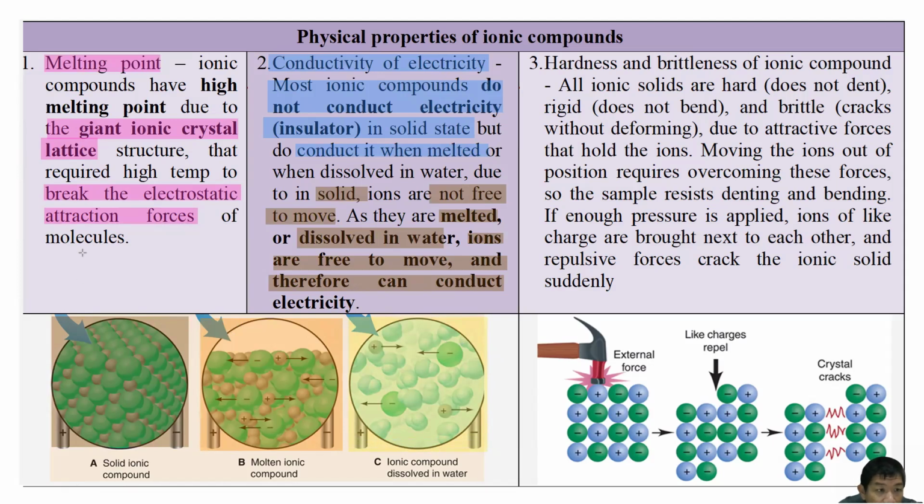And last but not least, we have what we call the hardness and brittleness of ionic compounds. All ionic solids are hard, that means rigid, it does not bend. And they are brittle, they crack easily, due to the attraction forces that hold the ions together. If pressure is applied, ions with like charges are brought next to each other, and therefore repulsive forces crack the ionic solid.